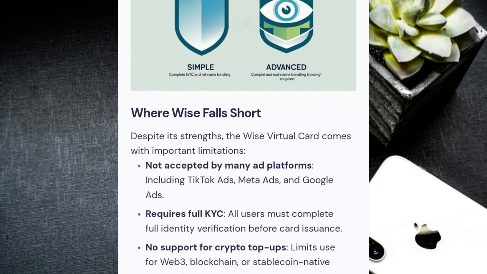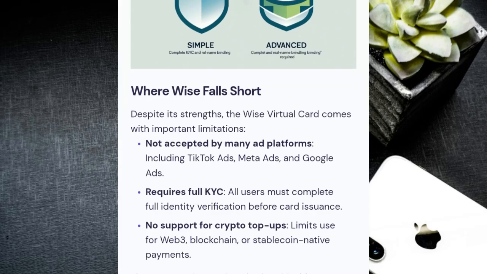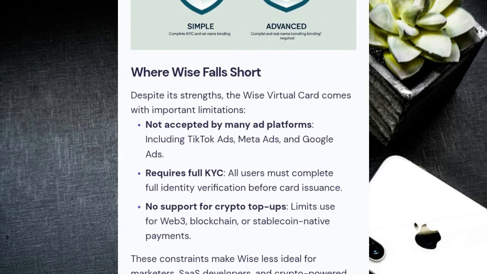Despite its strengths, the Wise virtual card comes with important limitations. One of which is that it is not accepted by many ad platforms, for example, TikTok ads, Meta ads, and Google ads. Two, it requires full KYC. All users must complete full identity verification before the card will be issued to you.